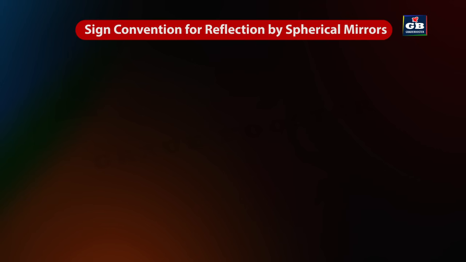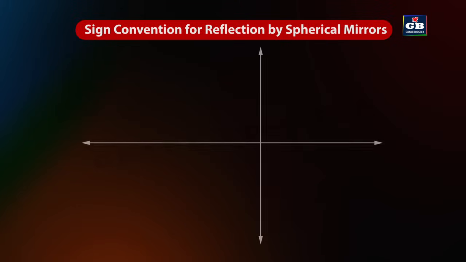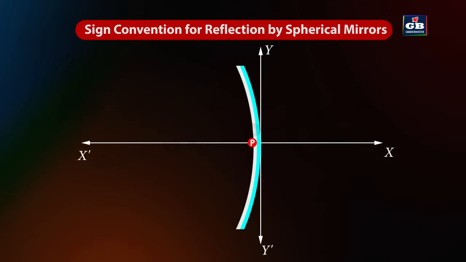Sign convention for reflection by spherical mirror. The sign convention for spherical mirrors is a set of rules used to determine the sign, either positive or negative, of various distances and quantities involved. This convention is important for calculating the image distances, object distances, and to find magnification. Object placement. The object is always placed to the left of the mirror.